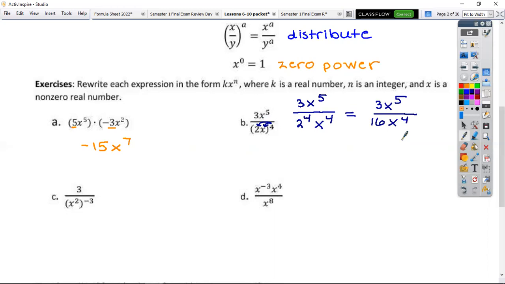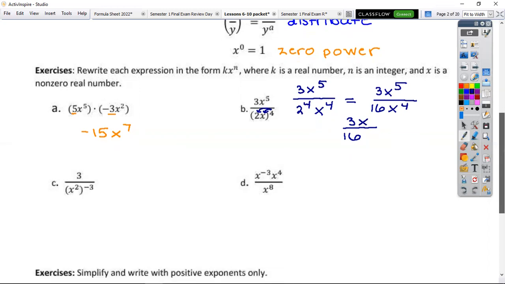Now you have to do one more step. So those x's use division. So what are you going to do with your exponents? Subtract. Good. So I do 3 over 16. There's nothing more I can do with that. And then I'm going to take my exponents and subtract them. So 5 minus the 4 gives me just x on the top. Or if you'd like to rewrite it, x to the first, that's fine too. All right, so letter C.